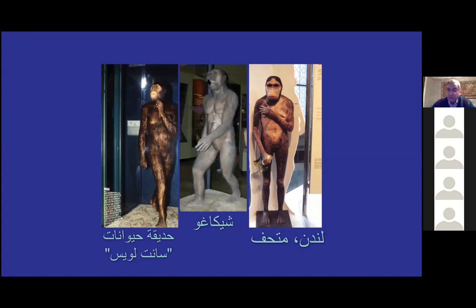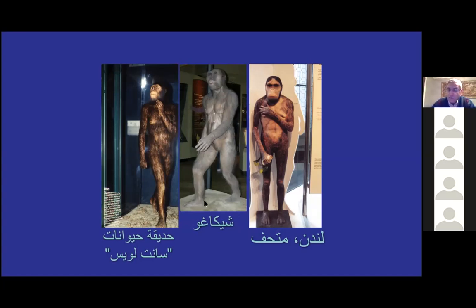In Chicago, you find Lucy like this. Remember, they found only 40% of the skeleton, but they imagined the rest. And they gave her a small head because, as I said, the brain capacity in the apes is about 400 cubic centimeters, and in the human between 1200 to 1500 cc.